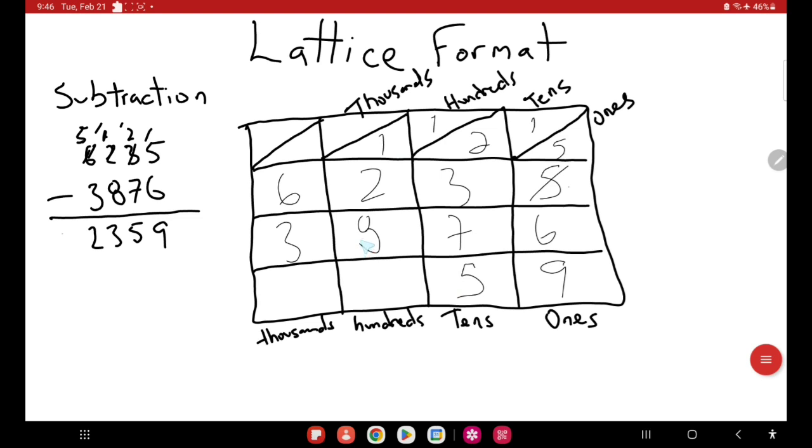And once again, we cannot take 8 from the 1. We'll have to borrow from the thousands over here, making that 5 thousands now, giving 1,000 over here, making that 11 hundreds. So we'll take away 8 from 11. We have 3. And we can subtract the 3 from the 5, giving that 2. The answer is 2,359 in lattice format.